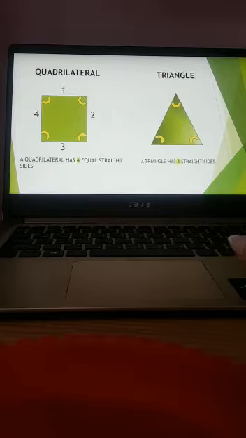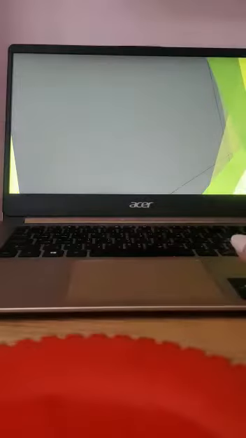We also talked about the quadrilateral and the triangle. We said that the quadrilateral has 4 straight sides and 4 vertices. We said that a vertex or a corner is the point where 2 sides meet. And the triangle has 3 straight sides and 3 corners or vertices, okay?